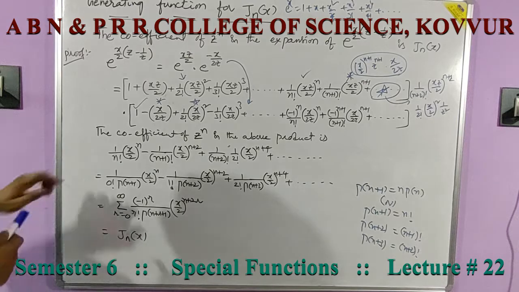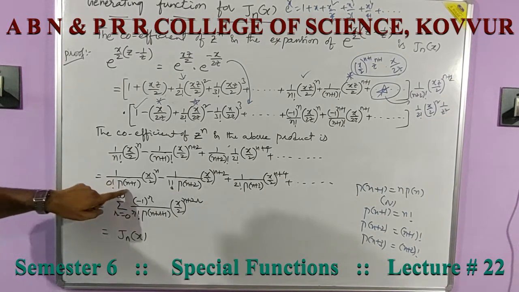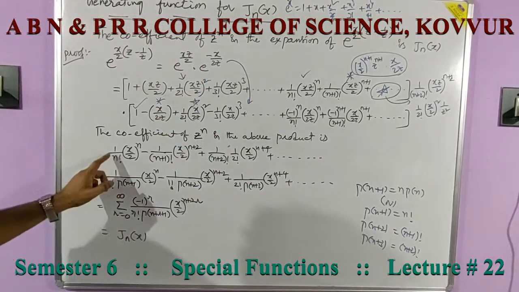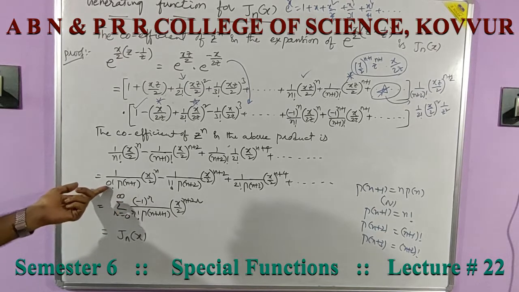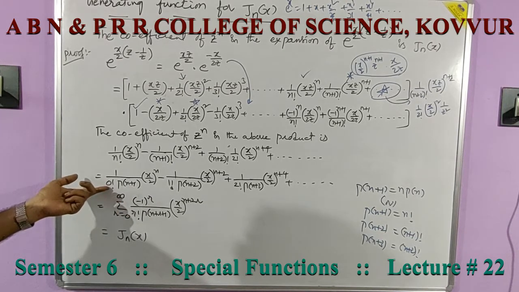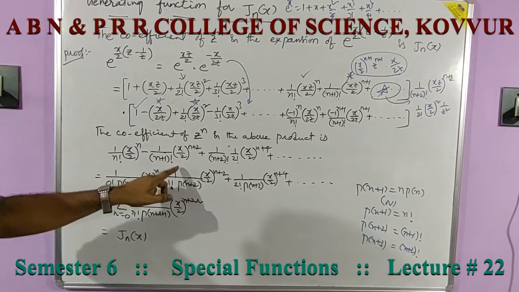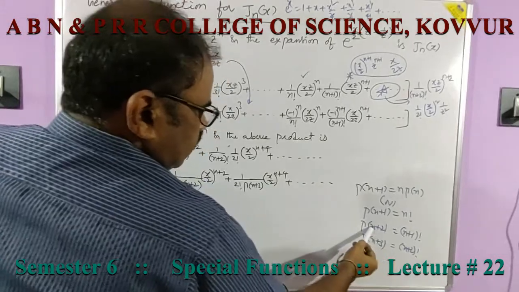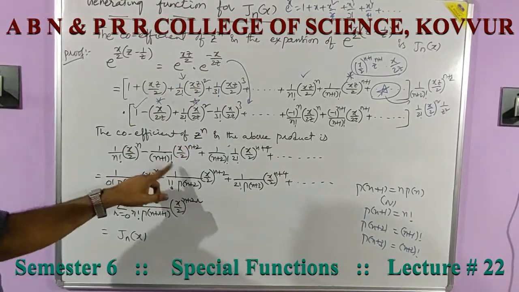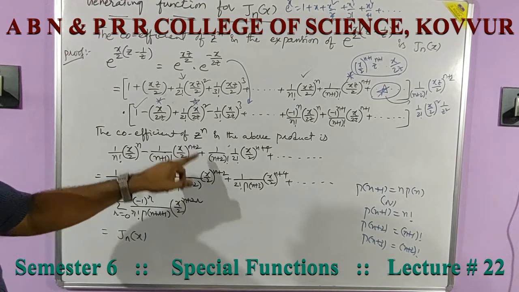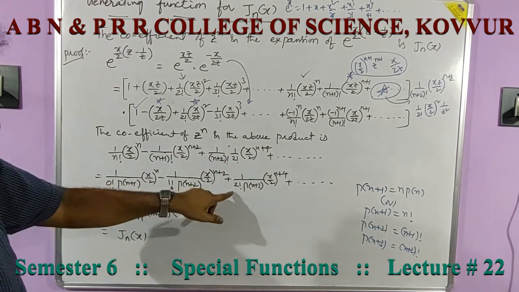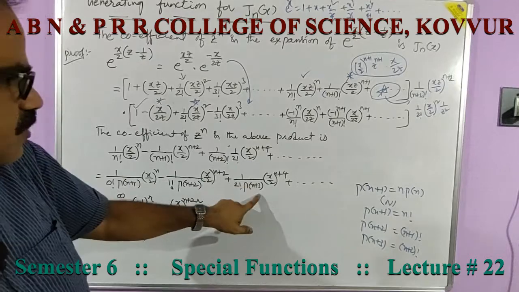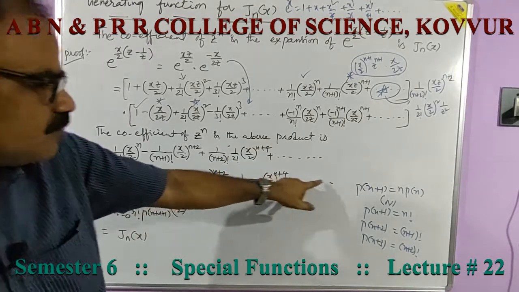n factorial can be written as gamma n plus 1. So this is gamma n plus 1, and in place of 1 we may write 0 factorial. This is x by 2 power n, and again this one is 1 by 1 factorial into n plus 1 factorial, which can be written as gamma n plus 2. So in place of n plus 1 factorial I wrote gamma n plus 2, x by 2 power n plus 2, plus 1 by 2 factorial, and n plus 2 factorial is gamma n plus 3, into x by 2 power n plus 4, going on.